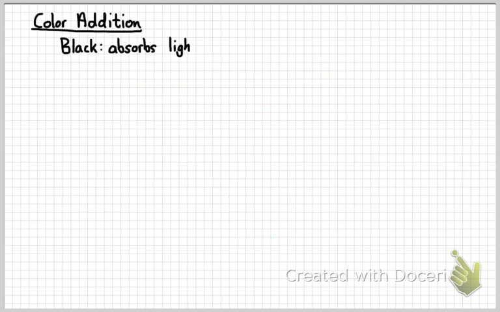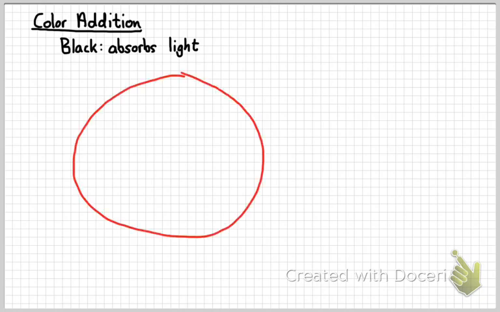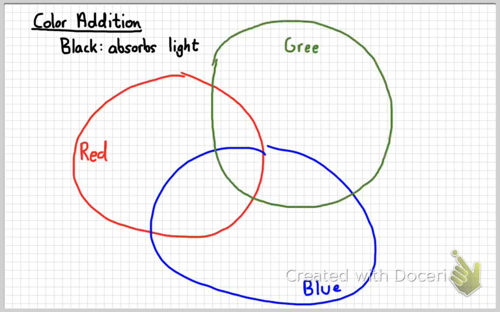We took 3 flashlights that were colored and we mixed them together to see what colors you create when you mix different colors of light. Remember that black is the absence of color. Black means that it's absorbing all the light. We had a red flashlight, a blue flashlight, and a green flashlight.